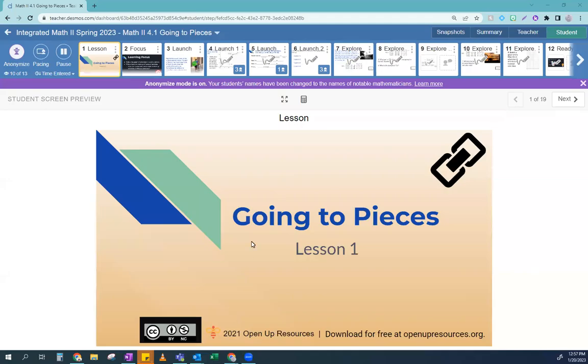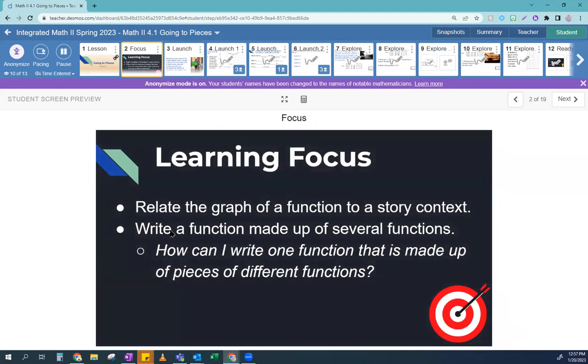Okay, so we're going to be learning 4.1, which is called going to pieces. And what we're really learning is about piecewise functions. It says relate the graph of a function to a story context. And you should be able to write a function made up of several other functions, which sounds funny. But in reality, you've already learned about some functions that are made up of other functions. We just don't write them like that.